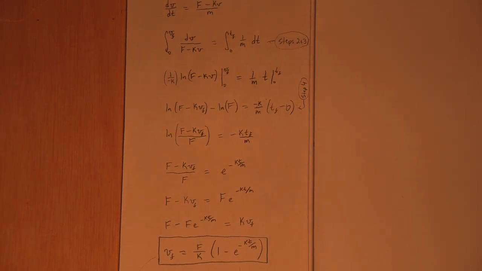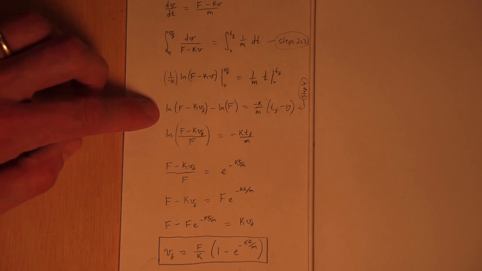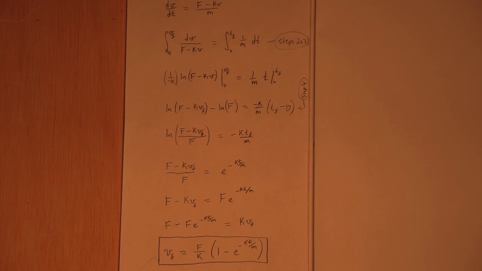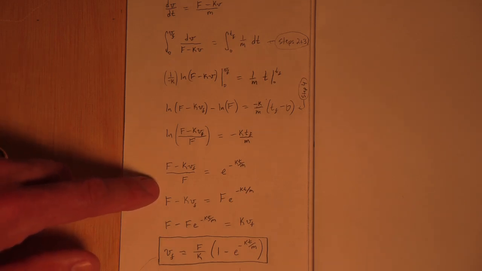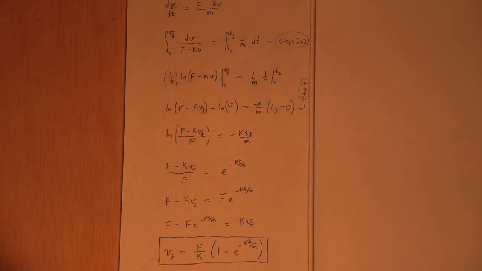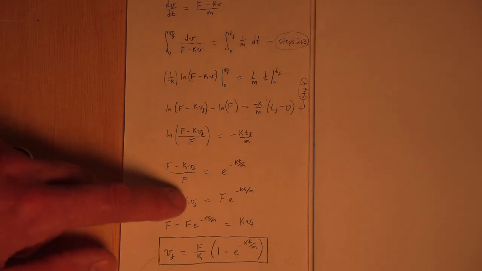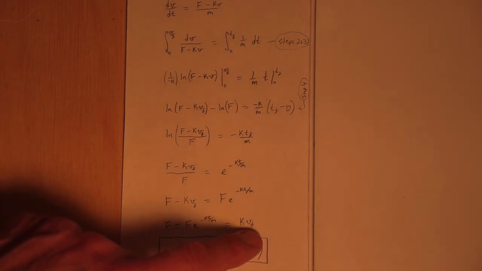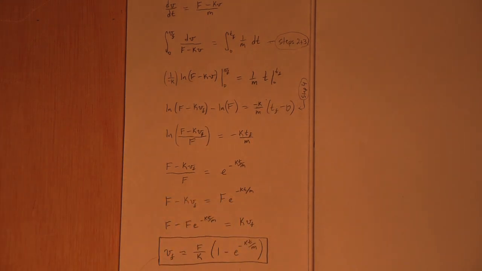Now again, as before, we can combine the logs into 1 with division, and this side just simplifies to that. How do we get rid of a natural log? We put it into the exponential function, both sides. That eliminates the log, but makes this side e to the minus kt over m. And then I move the f to the other side, and then I just do a little algebra. I added the kv to this side, I subtracted this to this side, I factored out an f and divided by k, and I have my final velocity.